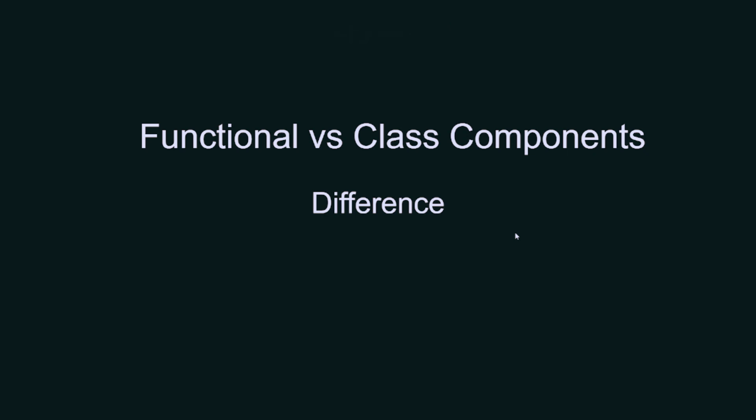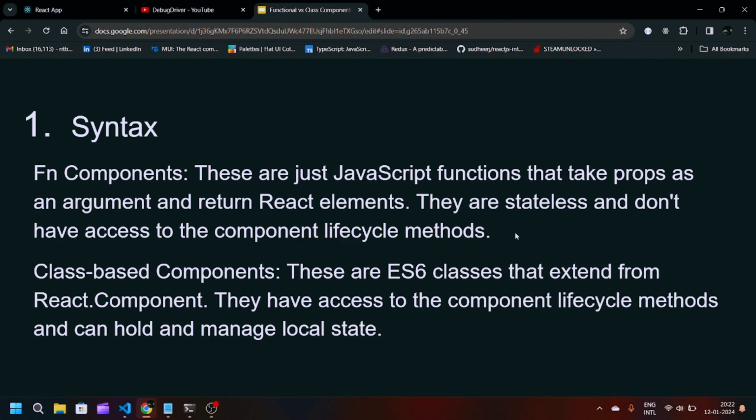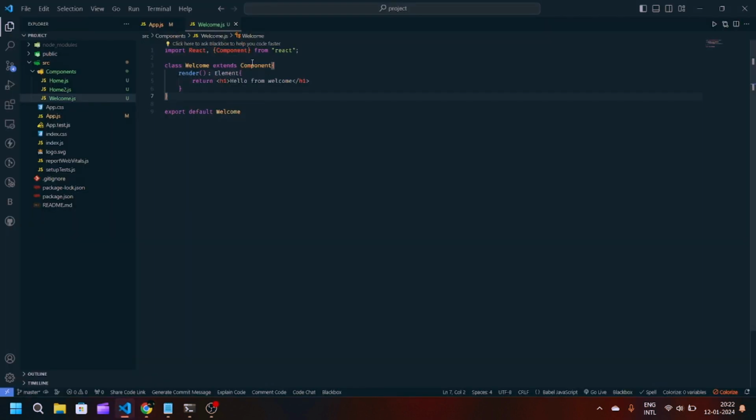Now we have seen functional components and class-based components. So now what is the difference between a functional component and a class-based component? First, according to the syntax, functional components are just JavaScript functions that take props as an argument and return React elements. And they are stateless also and don't have access to the component lifecycle methods. Then the class-based components are ES6 classes that extend from React.Component. As you can see in the code, we have the class component which extends from React.Component.